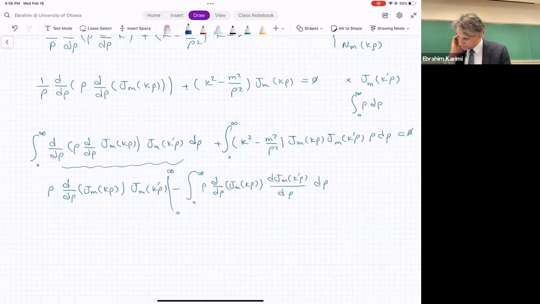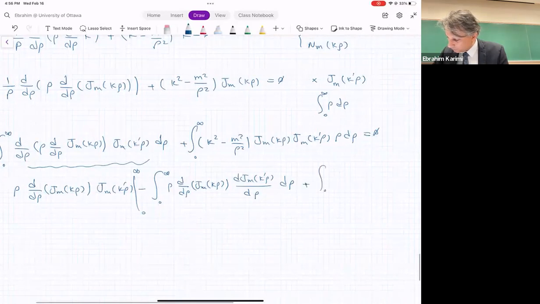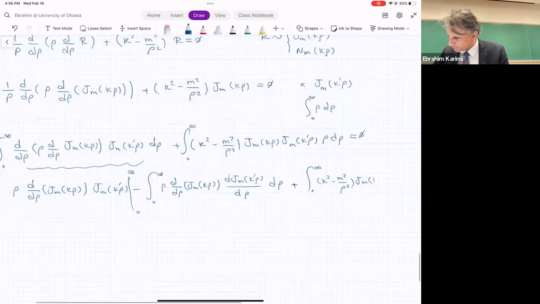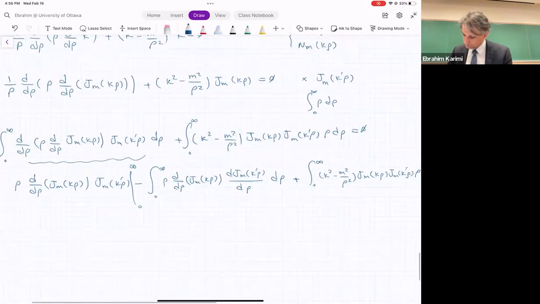All right. And then the other term will be plus the integral from 0 to infinity of (K squared minus M squared over rho squared) Jm(K rho) Jm(K' rho) d rho equal to 0. Good.